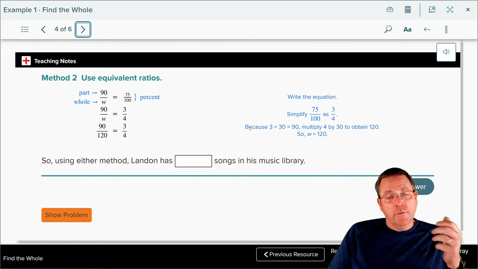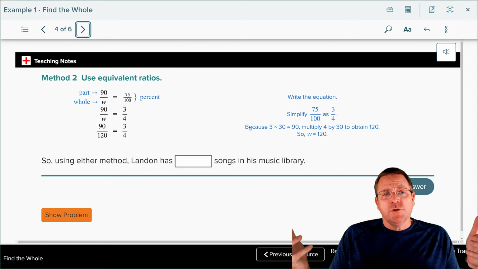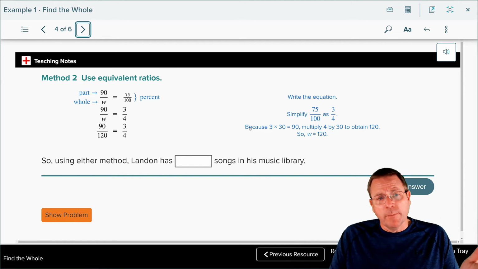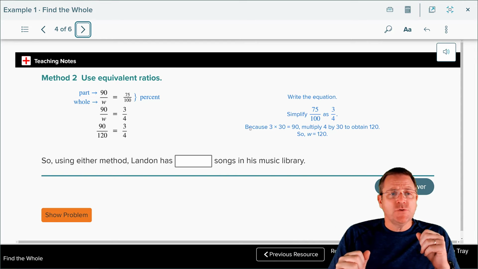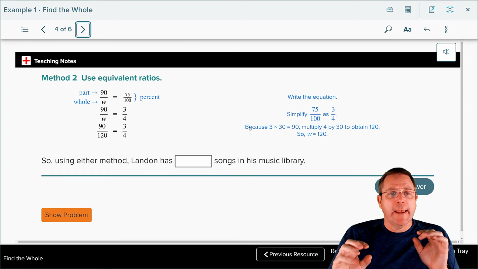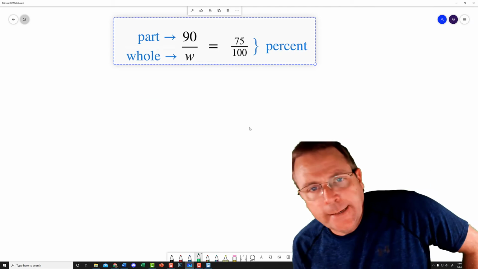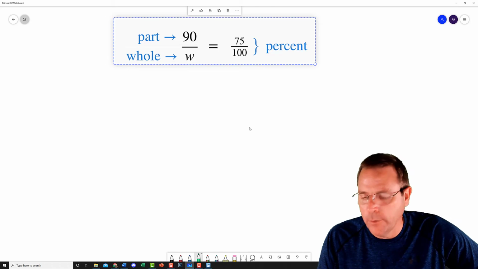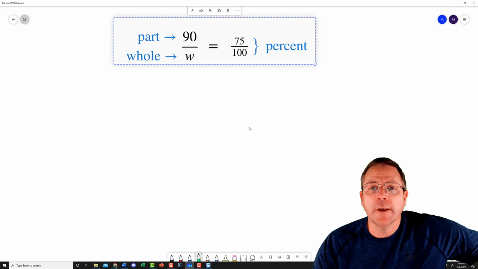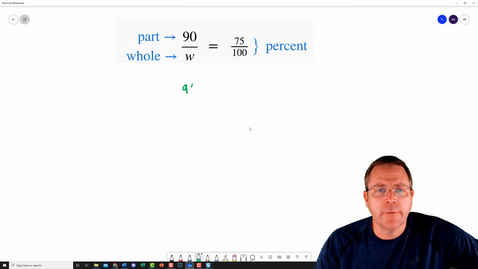Another method is to use the equivalent ratios. Now, I mentioned earlier that if you use equivalent ratios, you had to divide and then you had to multiply to get these. And that is essentially what has happened here. So let me pause the recording and make a screenshot so we can actually go into detail about what happened here. So we started off by saying the part 90 is compared to the whole W, and that is going to be 75 out of 100 that you see here. What they did next is they left the 90 out of W alone.